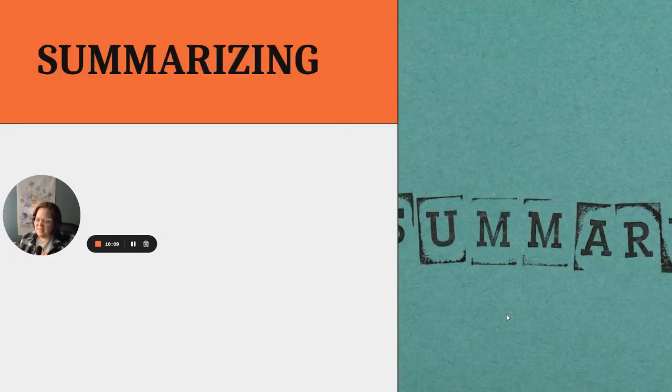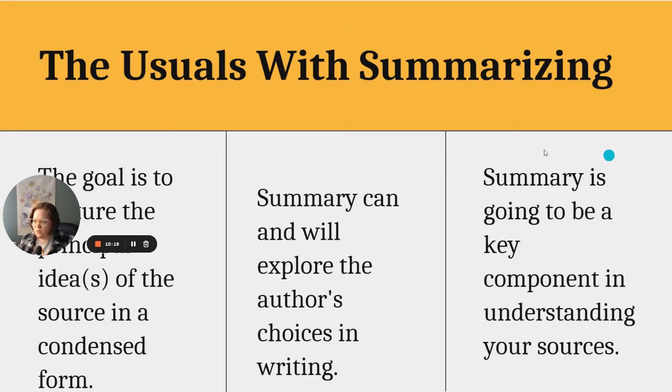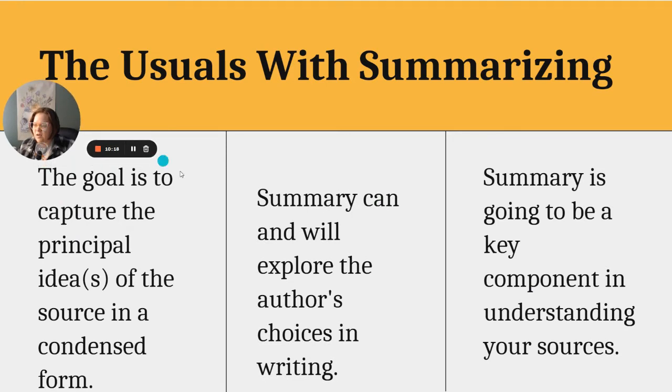Summarizing is not going to be used as often in your actual essay writing, but it is something that you need to know and do. Summarizing has the goal of capturing the principal idea or ideas of the source in condensed format, so it's smaller, bite-sized. Summary can and will explore the author's choices in writing, which include things like structure, tone, angle, their thesis, the style they choose, maybe their underlying values, and the strategies they use. Are they using pathos in their argument? Are they using logos? Are they using ethos? There's a concept called kairos. Are they using that?